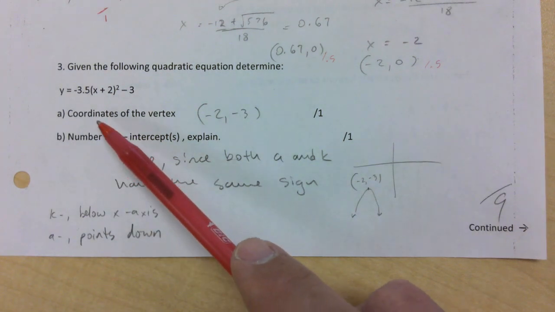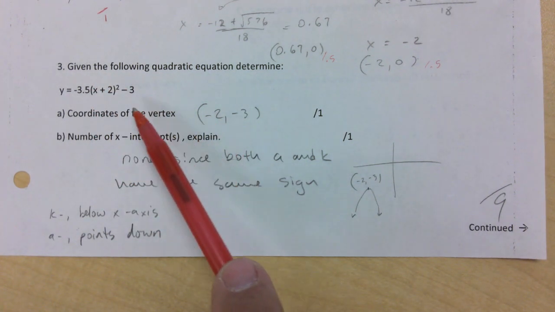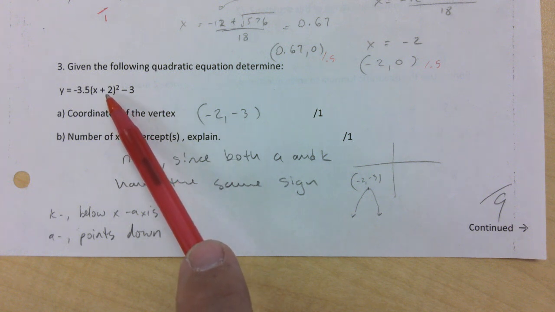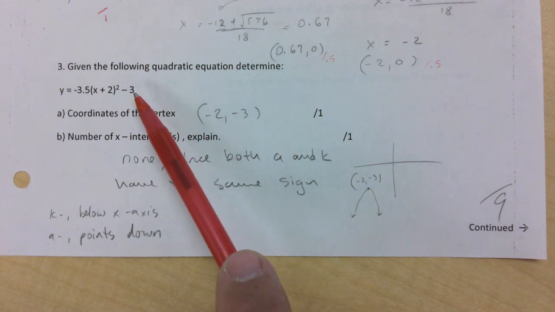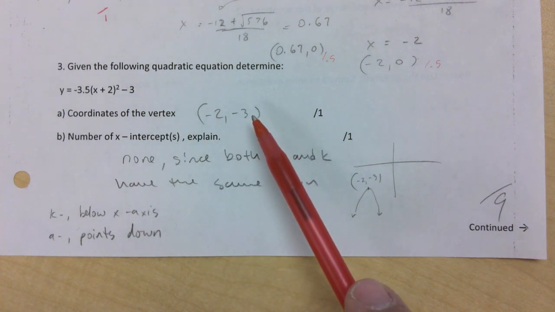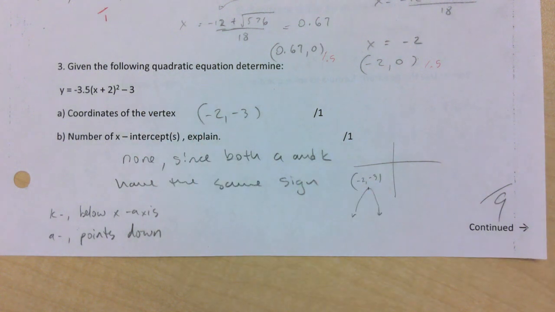Okay. Number 3, the coordinates of the vertex. You take out the x value, it changes sign, right? And then this one is just -3. I was hoping that you were just going to grab it from here. But if you use your calculator, I would never know, right?